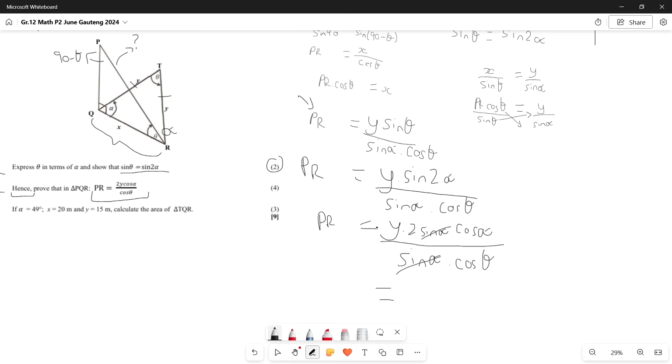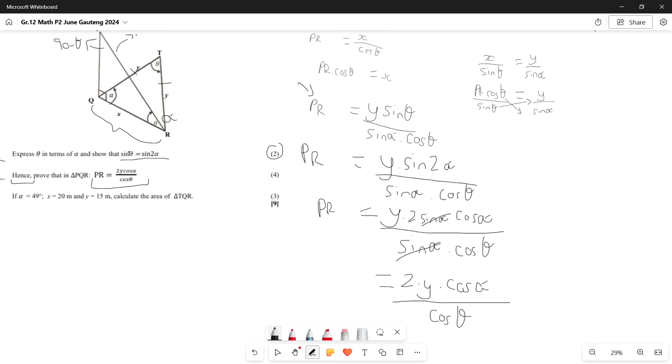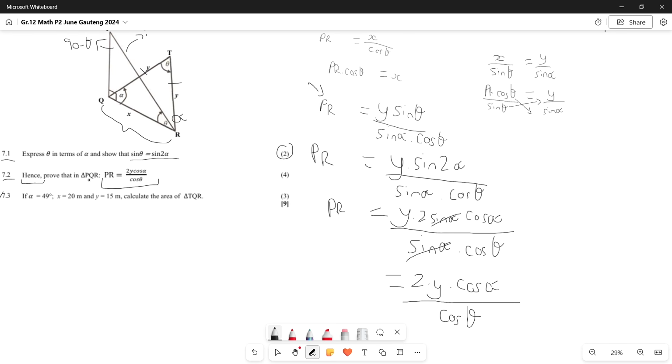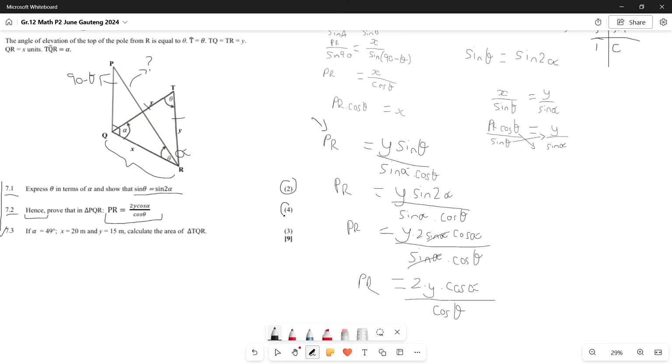So we have 2y, so I can just rearrange the 2 and the y. So we have 2 multiplied by y. Cos of alpha is remaining at the top, and this is over cos theta at the bottom by itself, which is exactly what we have here. It says hence prove that triangle PQR is PR equals 2y cos alpha over cos theta. And this is what we've just proven here, where PR equals 2y cos alpha over cos theta. Great job, guys. That just earned us 4 marks over there.